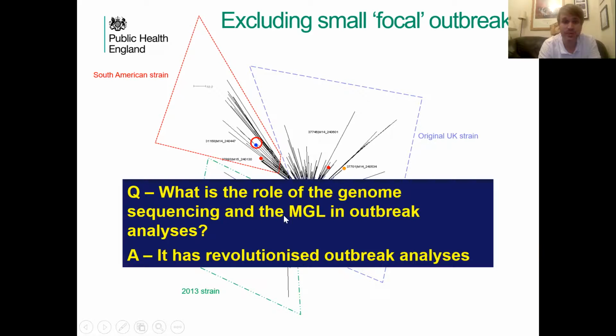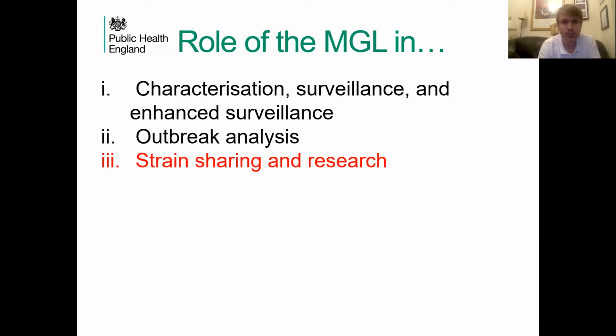So what's the role of the genome sequencing and the MGL in outbreak analyses? Well, basically it's revolutionized outbreak analyses. So finally, I want to move on to strain sharing and research. Since the genome library's been established, obviously it provides more or less a catalogue of strains for people to go away, look at, do their research, and if they decide that they need to obtain some of those strains, they can come to us and sign a material transfer agreement, and as long as they're competent in using meningococci, then we'll send them over.